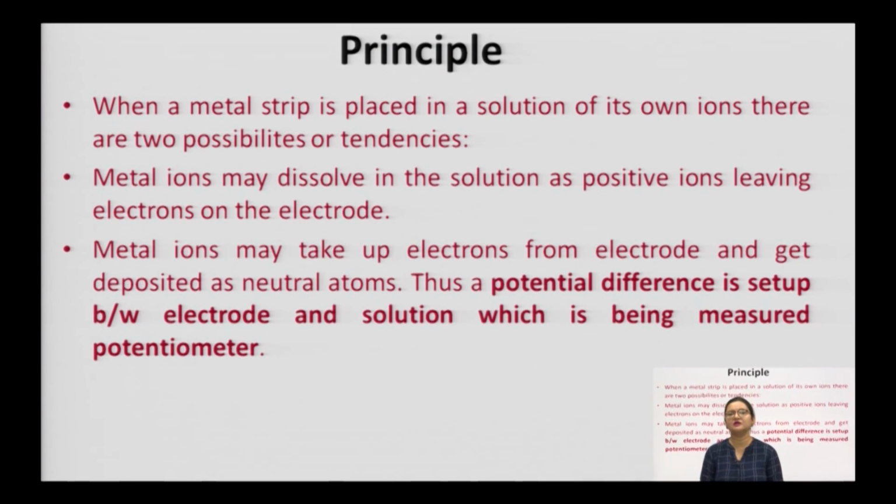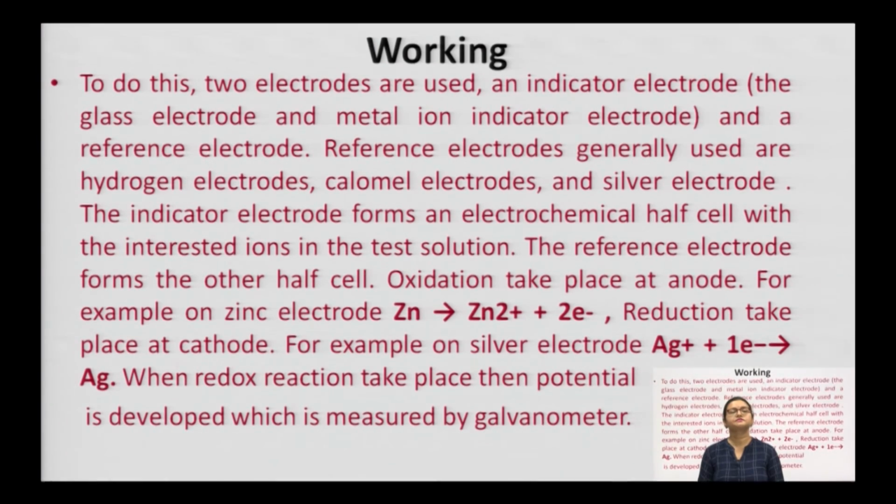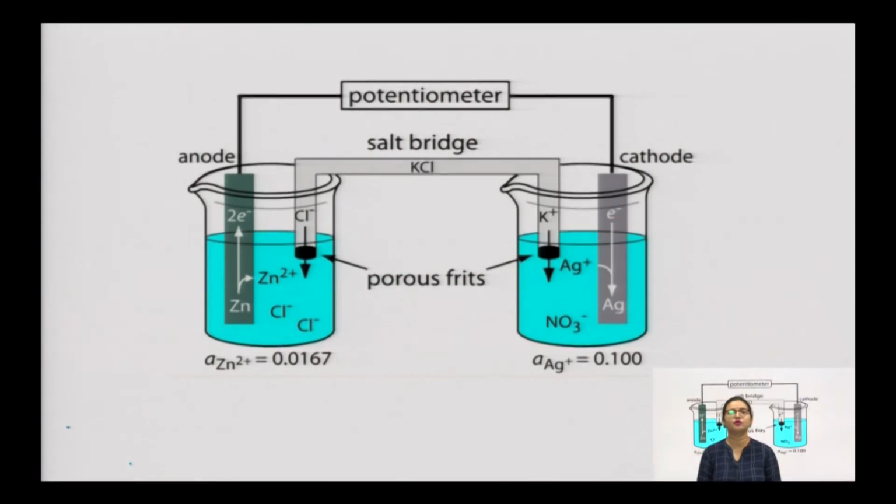Once the E cell is measured, we can easily calculate our analytical concentration, or the concentration of analyte in our test solution, the solution to be determined. Working, we have seen easily the working. One electrode serves as an anode and one electrode serves as a cathode. In this way, the potentiometer works. It is connected to a voltmeter.